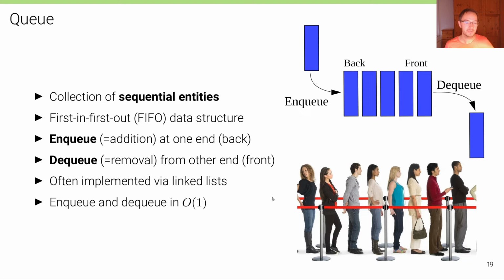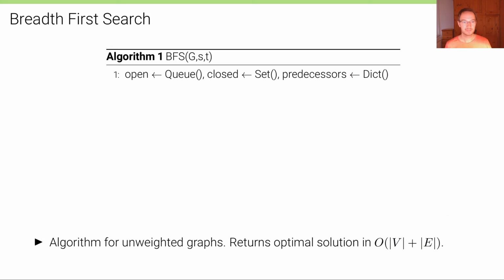Such queues can be efficiently implemented via linked lists, and the NQ and DQ operations have a time complexity of O of 1, so constant time complexity. It's very, very fast to add elements to the queue or to remove elements from that queue.